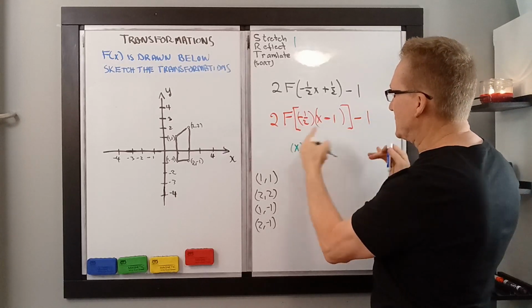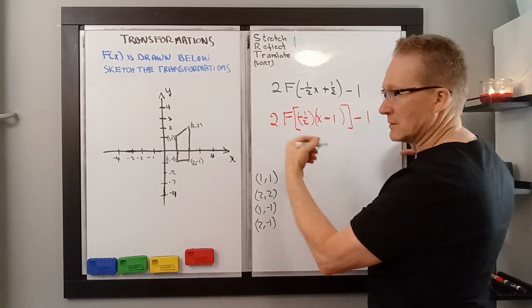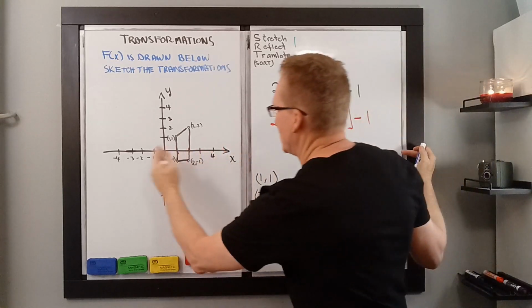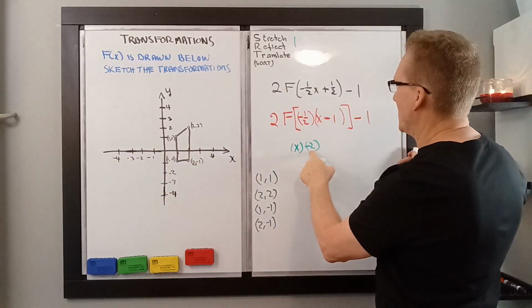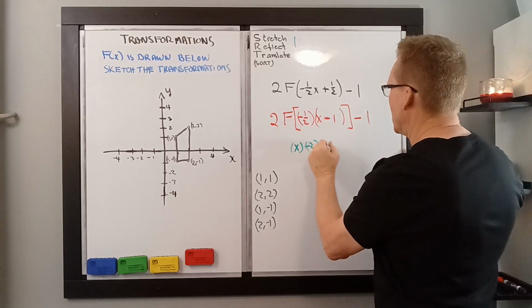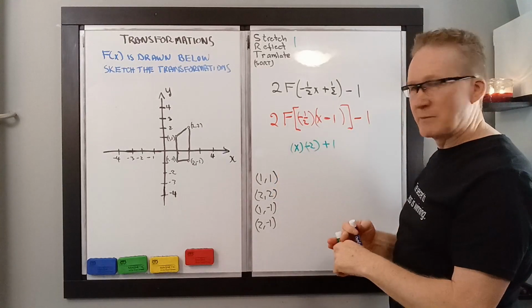Because that's like a stretch of 2, and then a flip over the axis, over the y-axis, a reflection by minus 2. And then we're adding 1. Because remember, we're doing the opposite. When it's inside, we do the opposite.